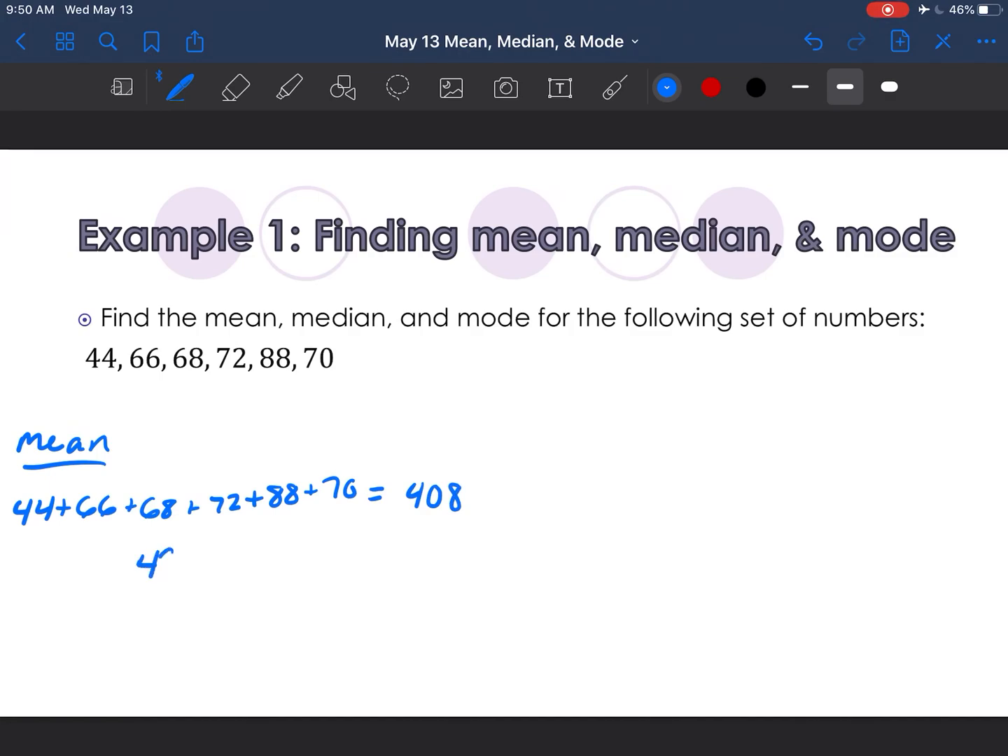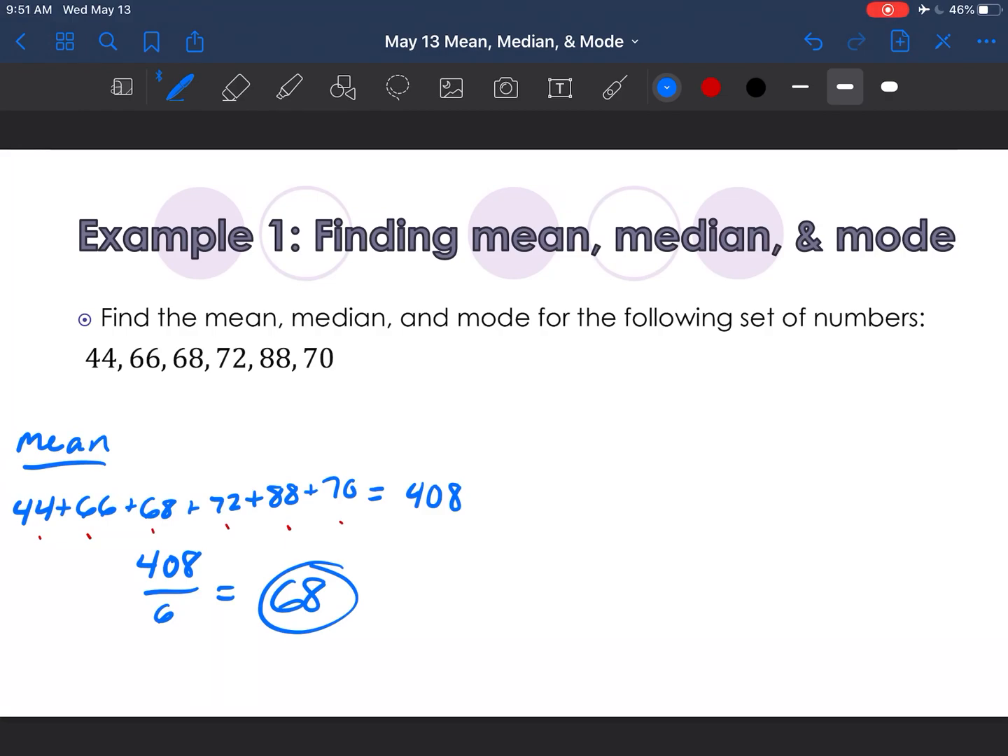So 408, and then you would divide by how many numbers there were. There were 1, 2, 3, 4, 5, 6 numbers, so divide by 6, and 408 divided by 6 is going to be 68. So the average is about 68.